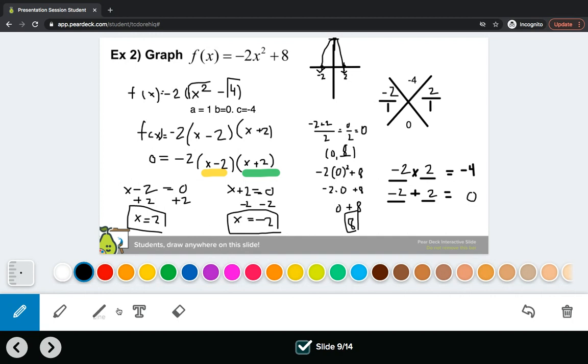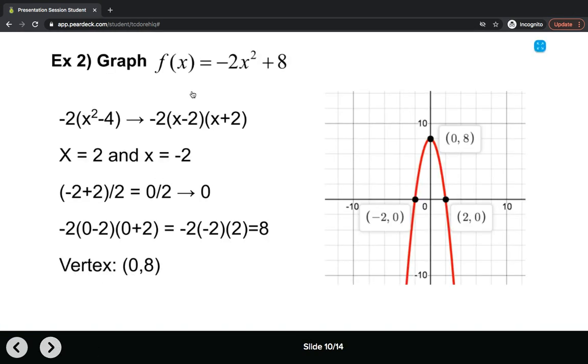So we're just going to go ahead and stop it there. I'll go ahead and go to the next slide just to show the steps a little bit more clean. So there you have it. Factored form, solving for the x-intercepts, and then from there solving for the vertex, and then here's the sketch using Desmos.